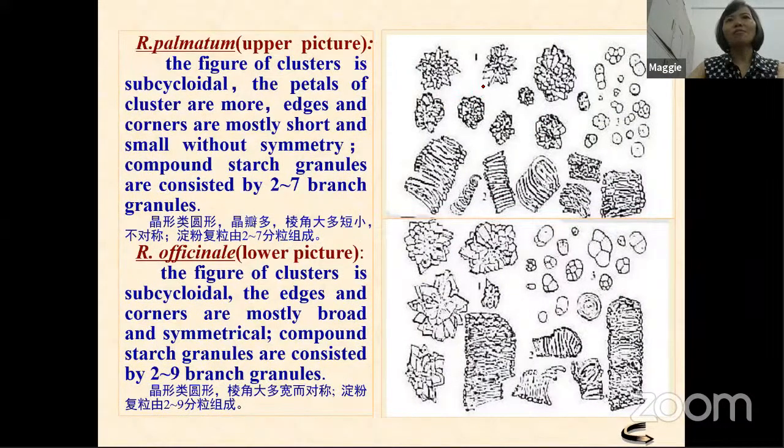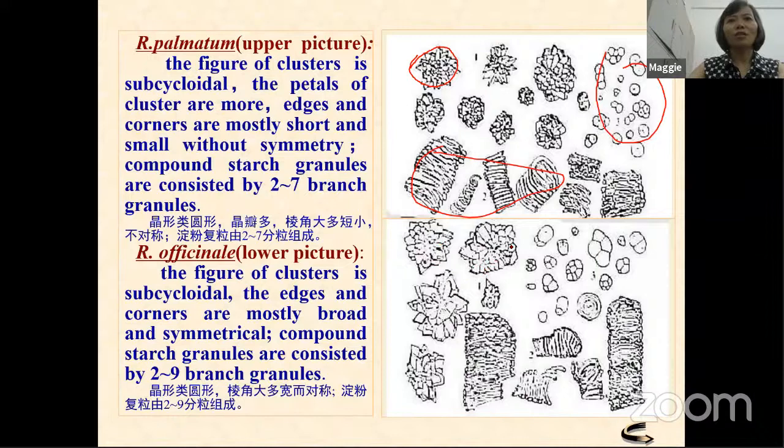The upper picture. Here, this is the calcium oxalate cluster. These clusters are subcycloidal. The petals of the cluster are many, and the edges and collars are mostly short and small, without symmetry. Compound starch granules are composed of 2 to 7 branch granules. So these are vessels.